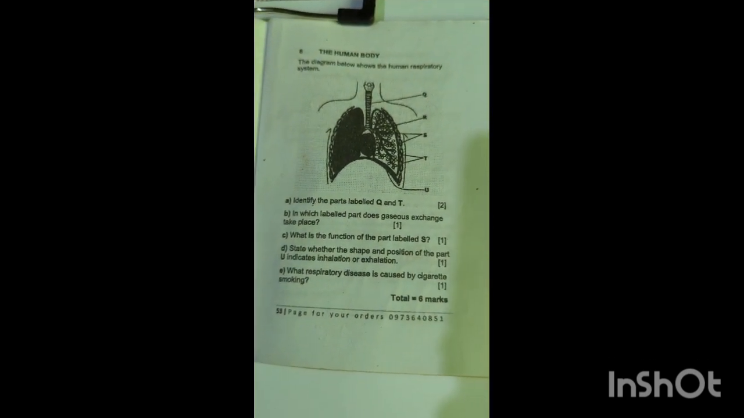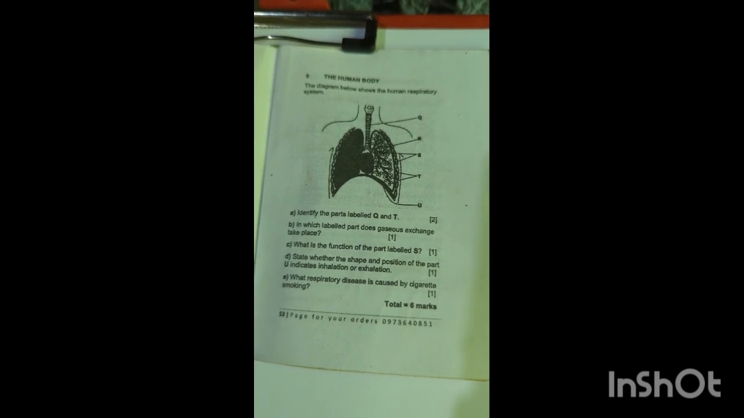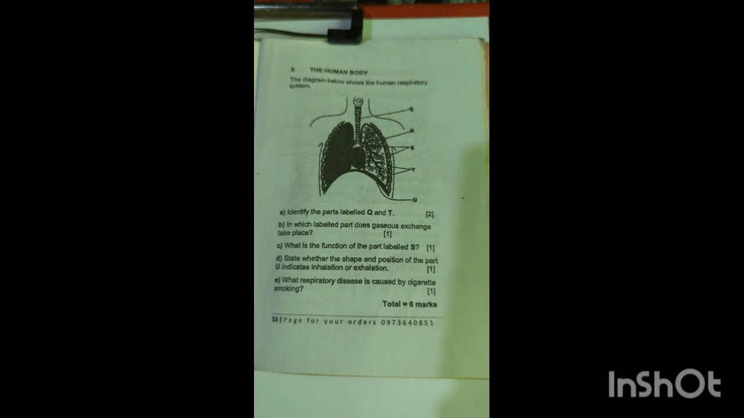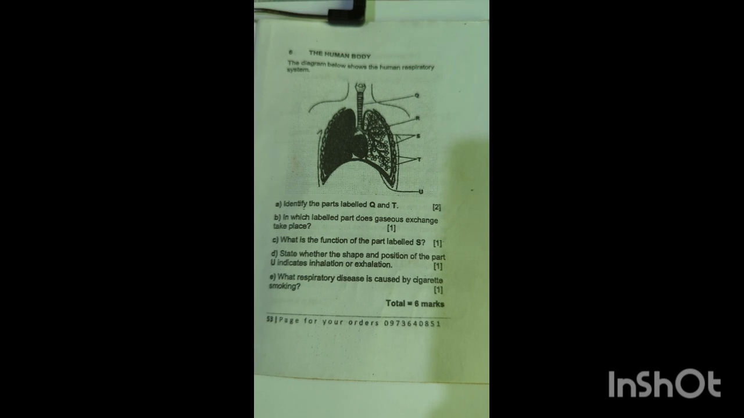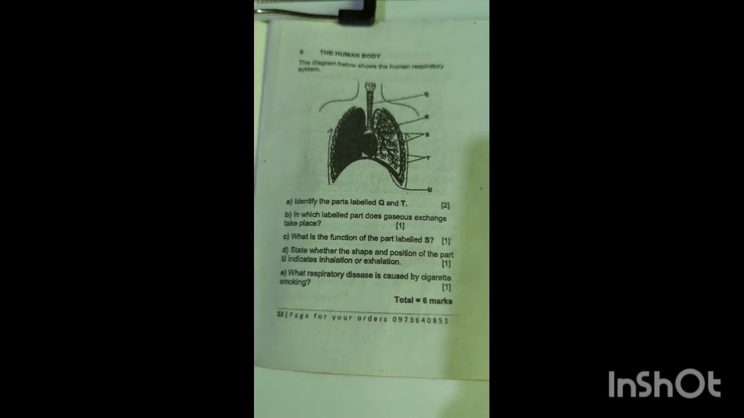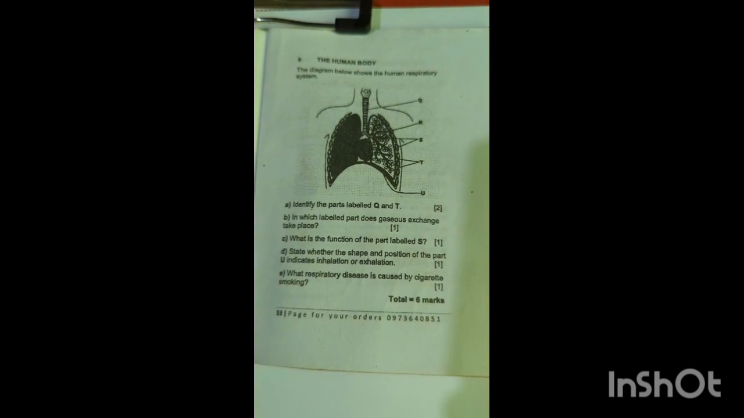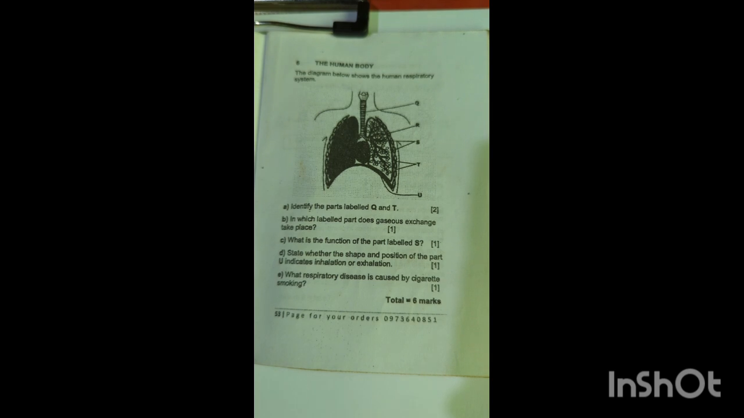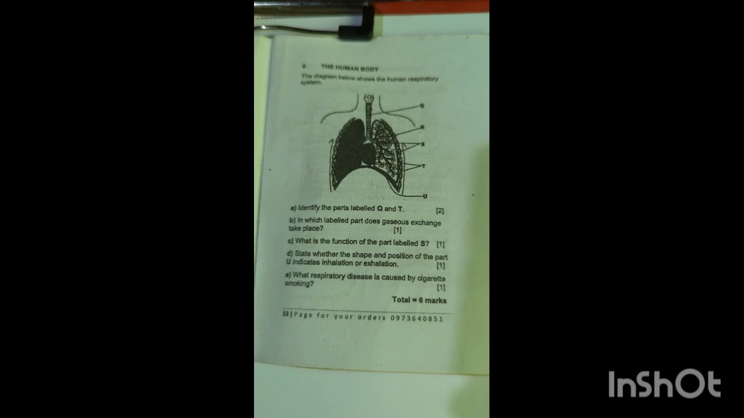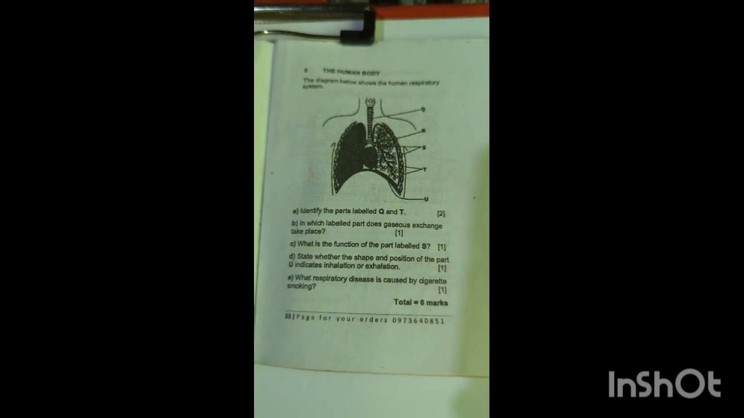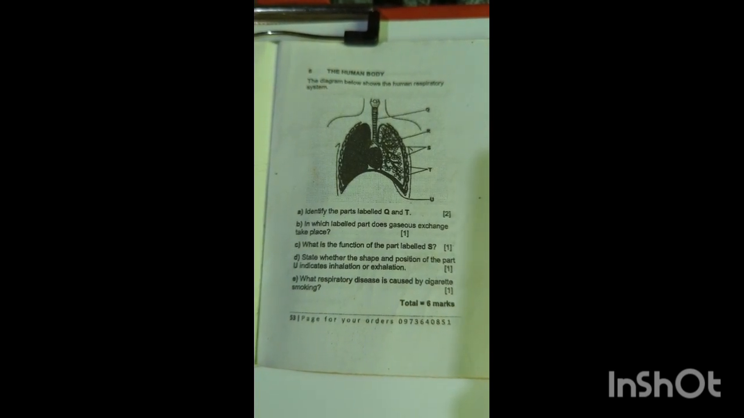With me, I have the diagram of the chest. Let's start naming the parts before we start answering the questions. For Q, you should know this by heart. Q is the trachea. R is the bronchus, bronchi, depending on how you pronounce it, which is where gaseous exchange takes place. S are the ribs. T are intercostal muscles, and U is the diaphragm. You should be able to know these parts by heart.